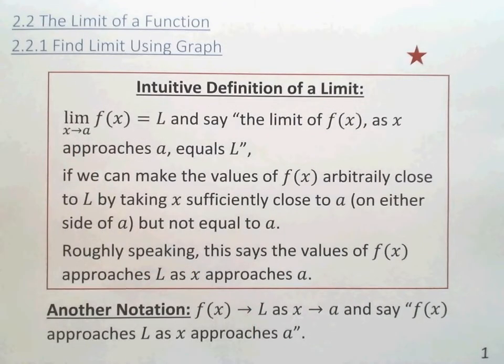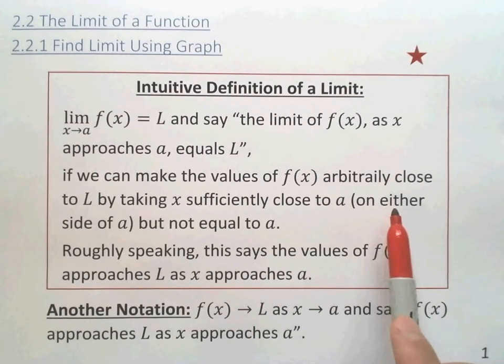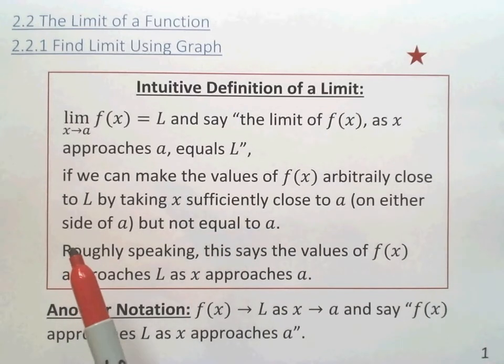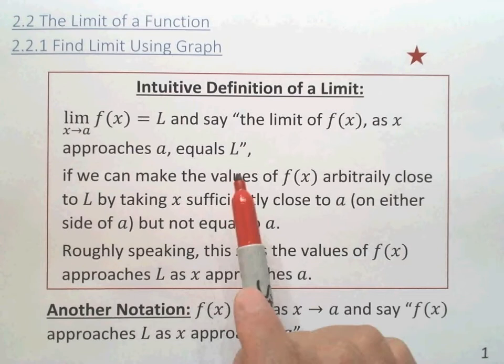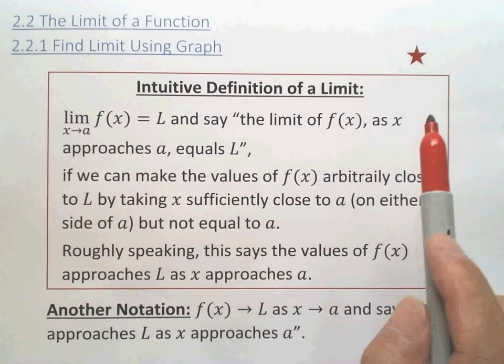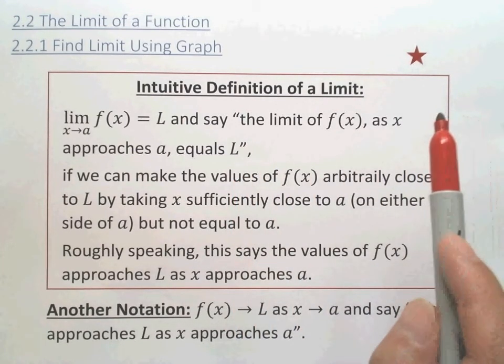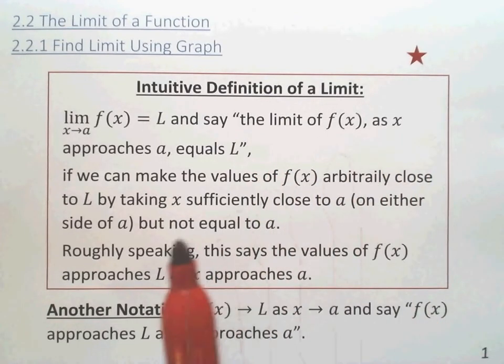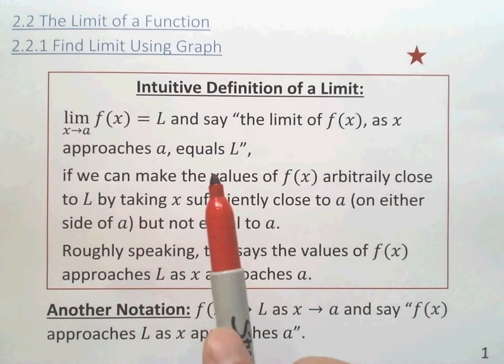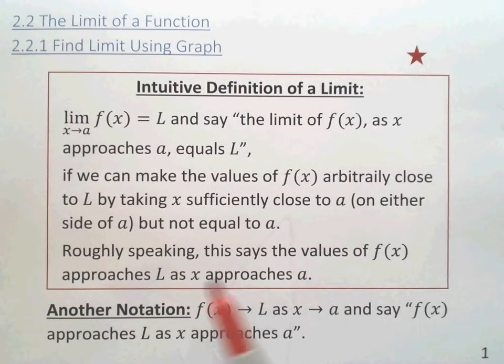Here, "either side" matters. Do you remember when we dealt with the snowball questions? P is a point, and Q is another point, right? The point Q could be on the right side of P or the left side of P. We should consider both sides. That's why we say both sides, but not equal to a. We will talk about this later.